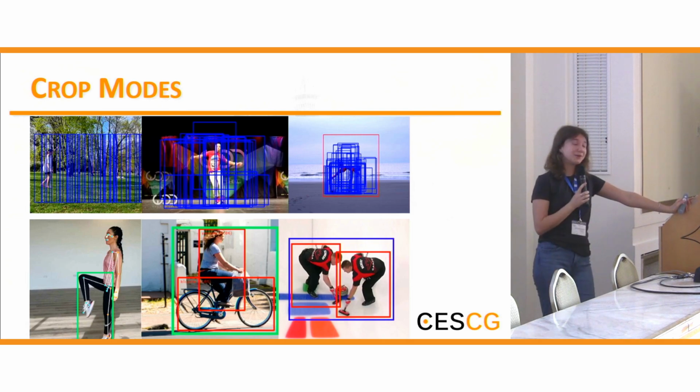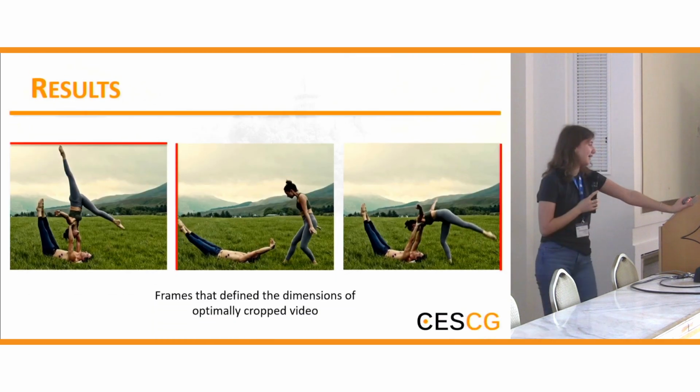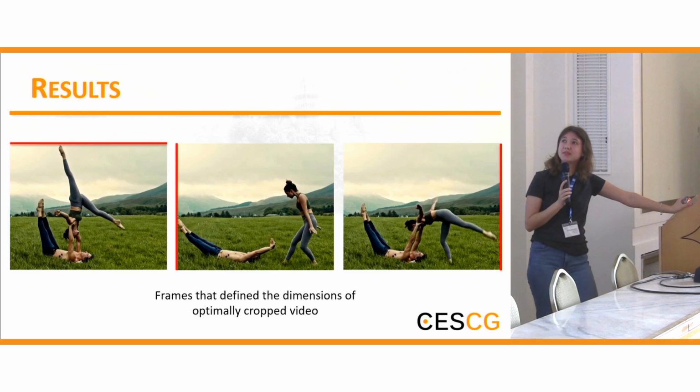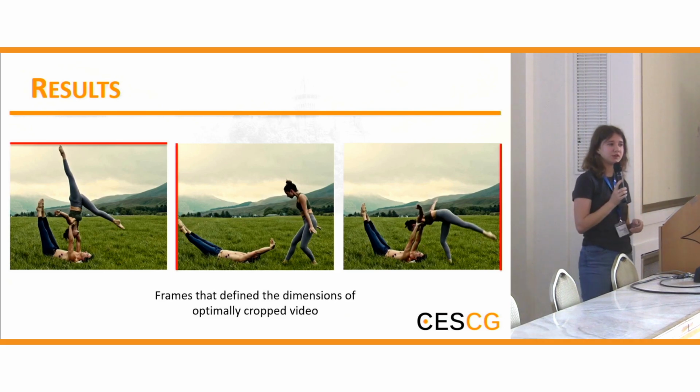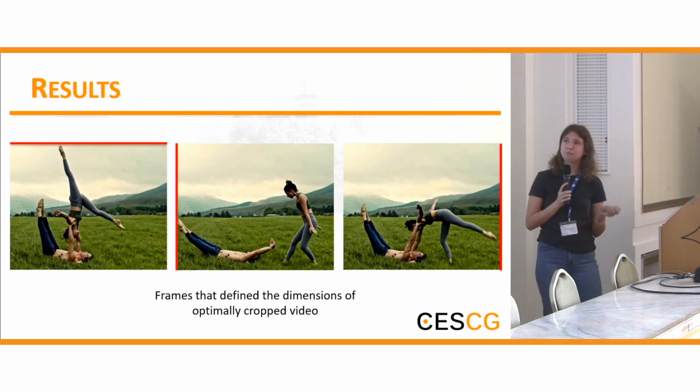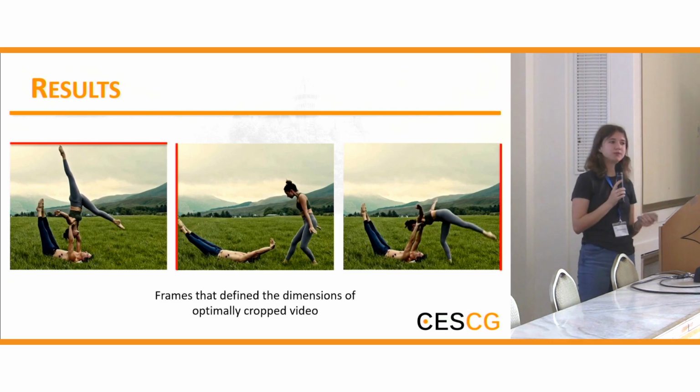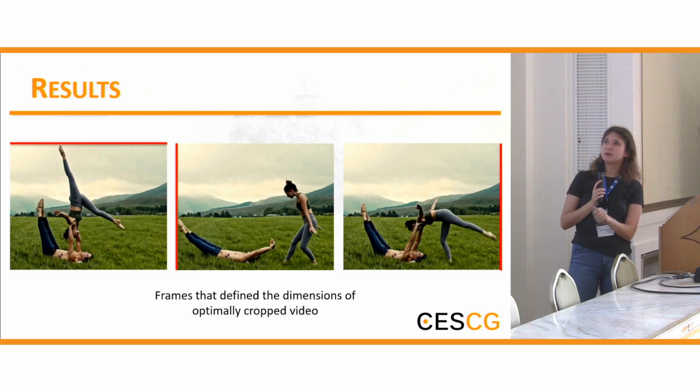So now we go to the results. Here I have the video of acro yoga. It detected two people together, and it uses the fixed area crop mode. So you can see that the results are really optimal. The frame didn't move, right?